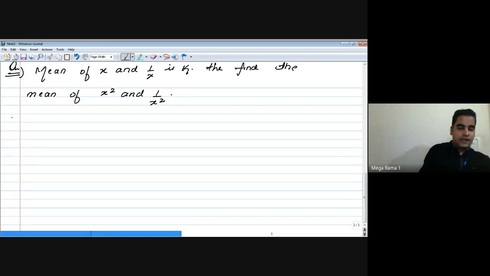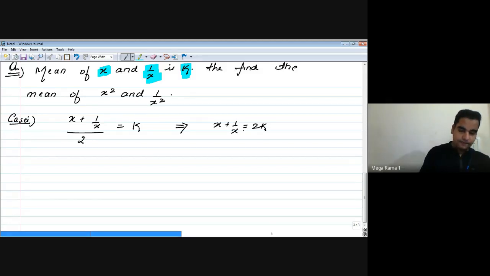See, we have two cases here. In case one, we are calculating the mean of x and 1 by x, and the mean is k. So in case one, mean of x and 1 by x. That means we are having two terms. So x plus 1 by x divided by 2 is equal to k. So if you calculate the value of x plus 1 by x from here, what will be the value? x plus 1 by x is equal to 2k. Is that clear? That is the first result I got.